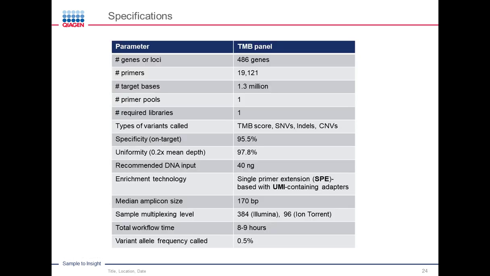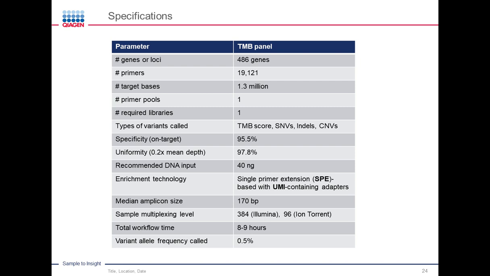Looking at some specifications, as I mentioned, it covers 486 genes with more than 19,000 primers, all in an individual pool of primers. The number of target bases is about 1.3 million. The types of variants that can be called are basically TMB scores, SNVs, indels, and copy number variants. So you could use this type of content and panel not just for TMB analysis, but also to look at different types of biomarkers.